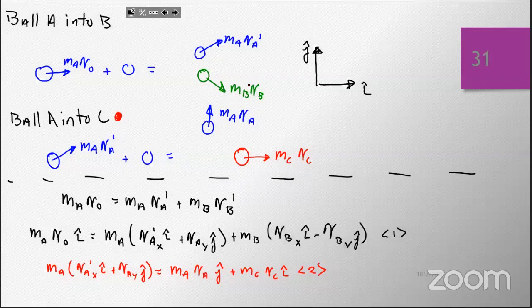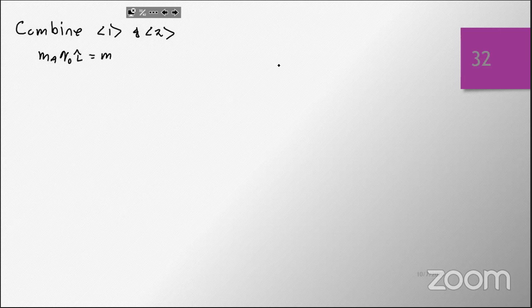So combine 1 and 2, right? If we combine 1 and 2, we get MA V naught I is equal to MA VA J plus MC VC I plus MB VB X in the I direction minus MB VB Y in the J.